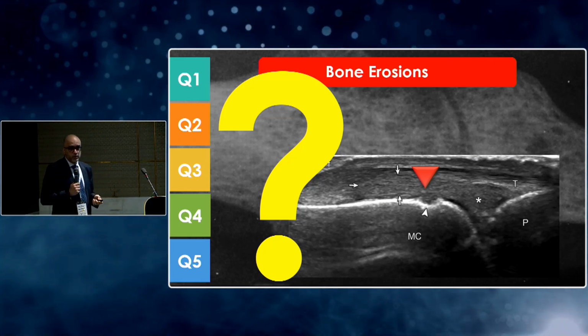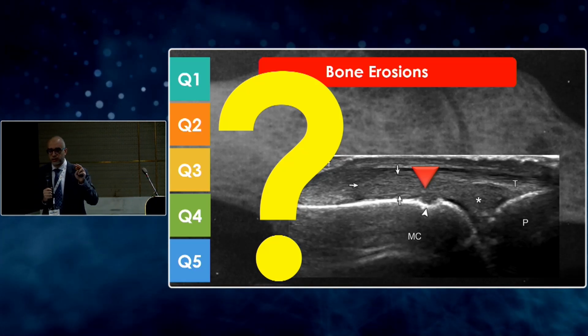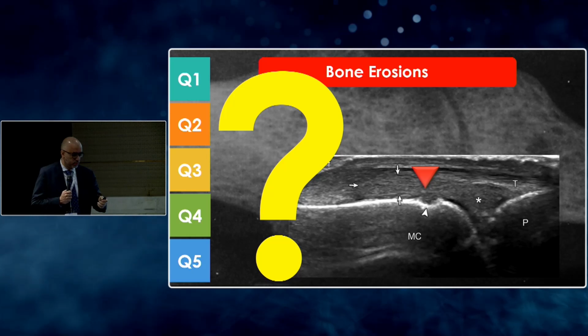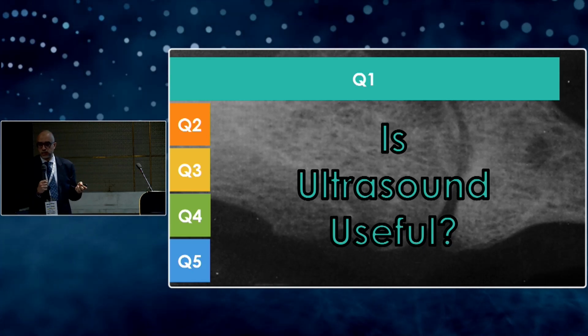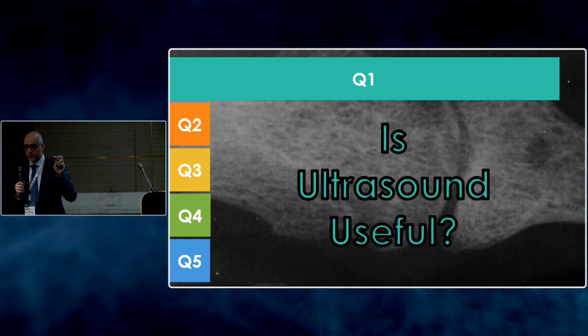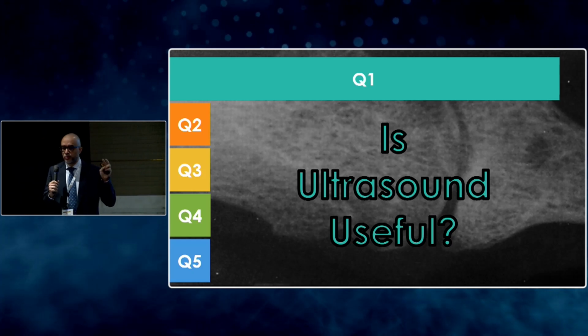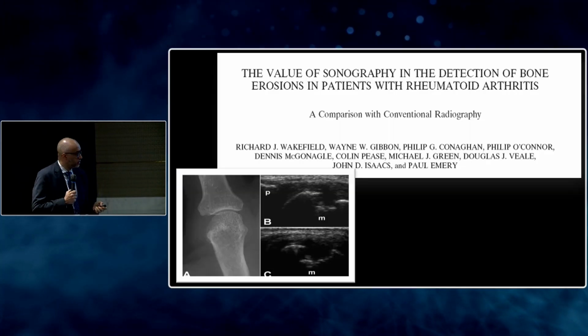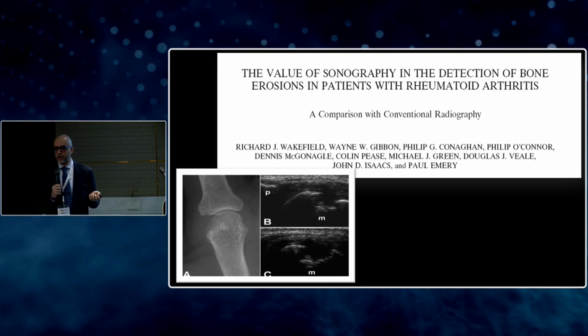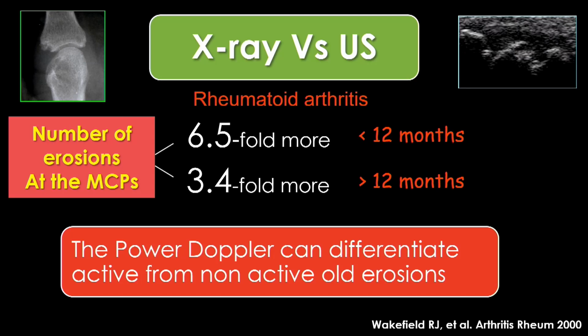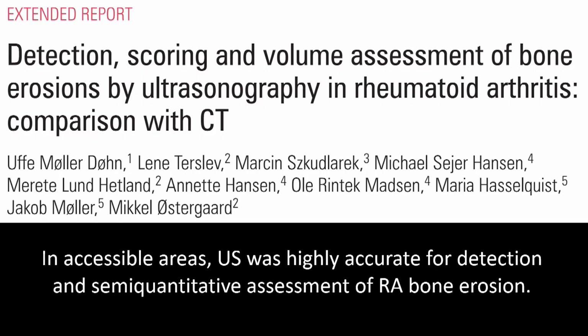I will take you quickly through 5 important questions. Once you see a step-down abnormality in the ultrasound, ask yourself 5 questions, please. The first question is: is ultrasound the right tool for defining bone erosions, as bone is one of the great drawbacks or limitations of ultrasound? The answer I take from this paper from Wakefield, 24 years old now, which compared conventional X-ray with ultrasound and showed that ultrasound is 5.5-fold more sensitive in the first year of the disease and still 3.5-fold more sensitive than X-ray in the second year.